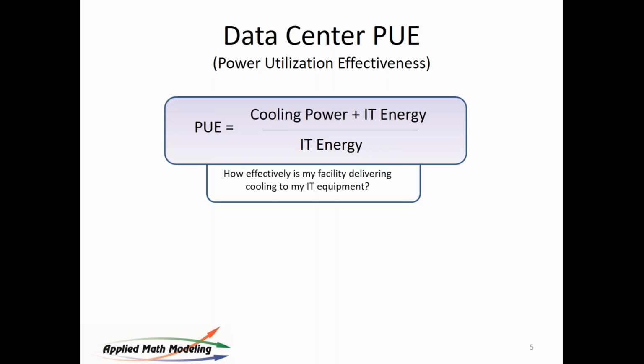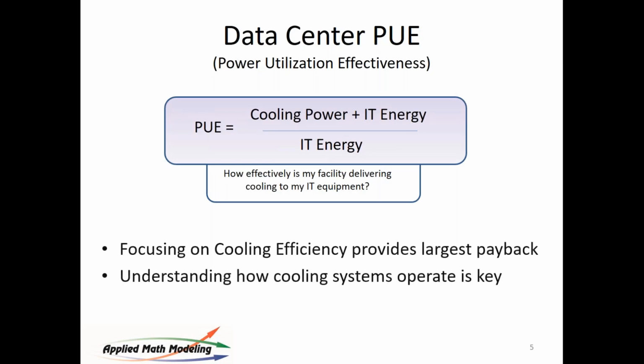PUE has gotten some criticism because you can make this thing look very different depending on where you are with your IT loading, because cooling power doesn't change all that much, but how heavily your data center is filled with IT equipment can vary quite a bit. Now, this has caught the attention of some people on the ASHRAE TC99 committee, and the 90.4 specification looks at just cooling power over IT energy.